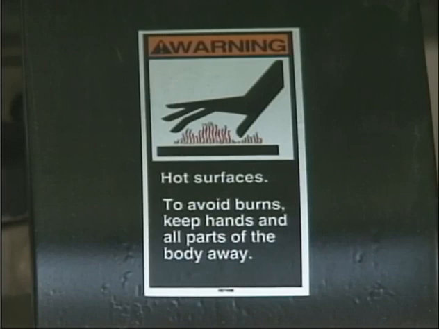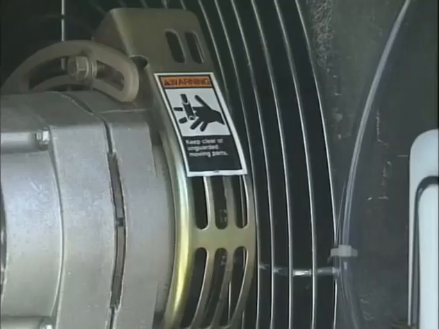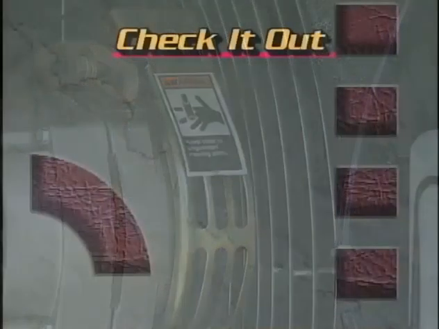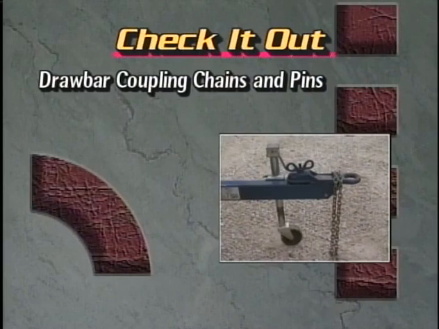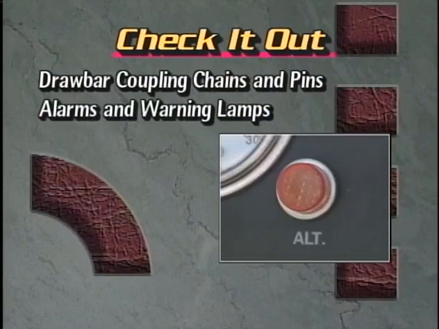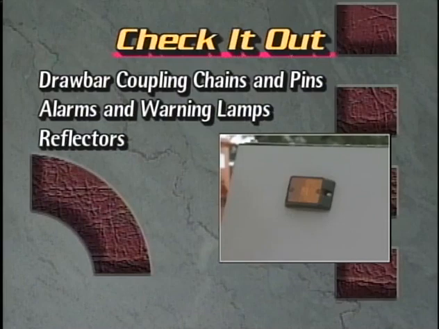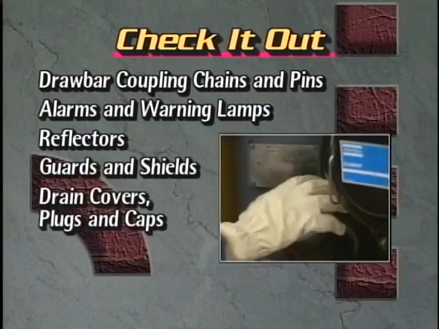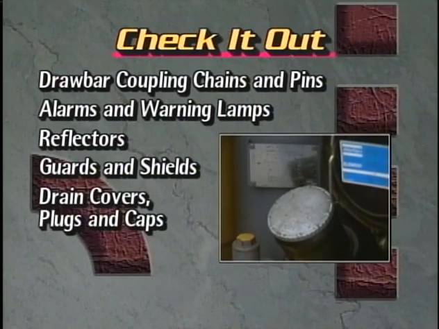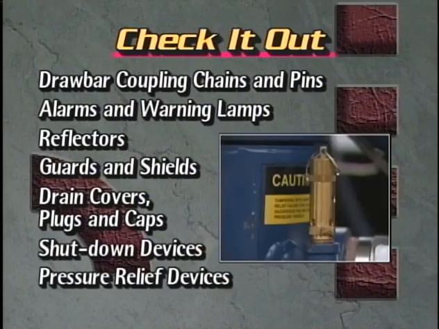Carefully read and follow all safety signs and instructions on the machine. Keep safety signs and instructions in good condition. Replace missing or damaged ones. Check it out. Know what protective devices your machine is equipped with, and see that each item is securely in place and in operating condition. For example, drawbar coupling chains and pins, alarms and warning lamps, reflectors, guards and shields, drain covers, plugs and caps, shutdown devices, pressure relief devices.